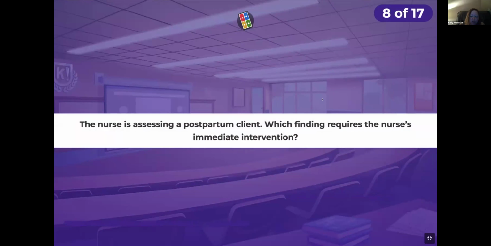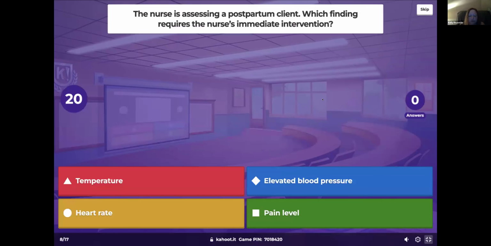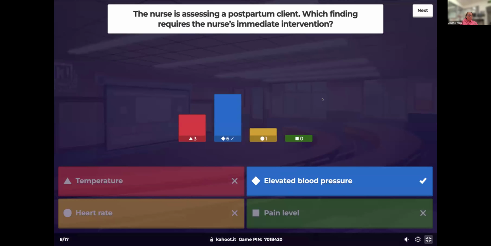The nurse is assessing a postpartum client. Which finding requires the nurse's immediate intervention? Temperature, elevated blood pressure, heart rate, pain level. This is a good one. What are we going to worry about with a postpartum patient? All right, why are we worried about an elevated blood pressure?